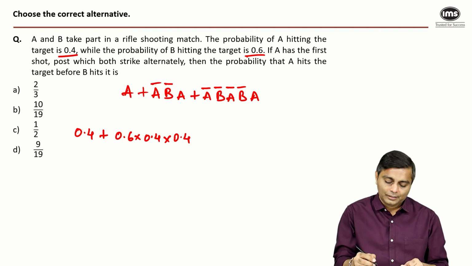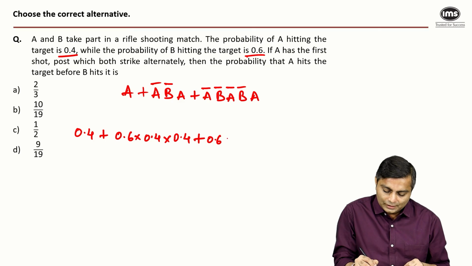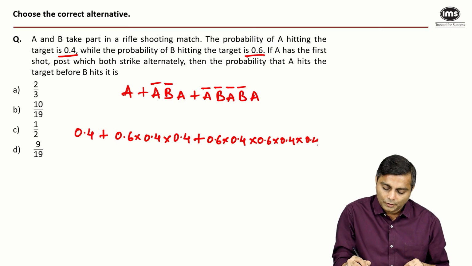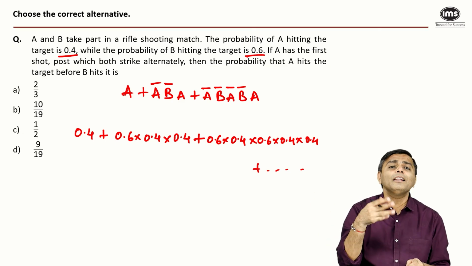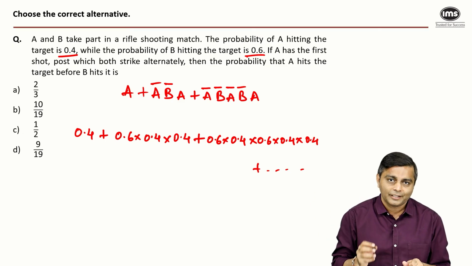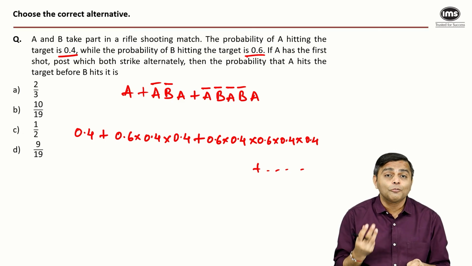4. A hitting, correct? Plus A missing, so 0.6, B missing 0.4, A missing again 0.6, B missing again 0.4, and then there is a 0.4, and so on and so forth. This will keep on happening till the time A manages to hit the target, correct? So if you see, this is nothing but an infinite what?